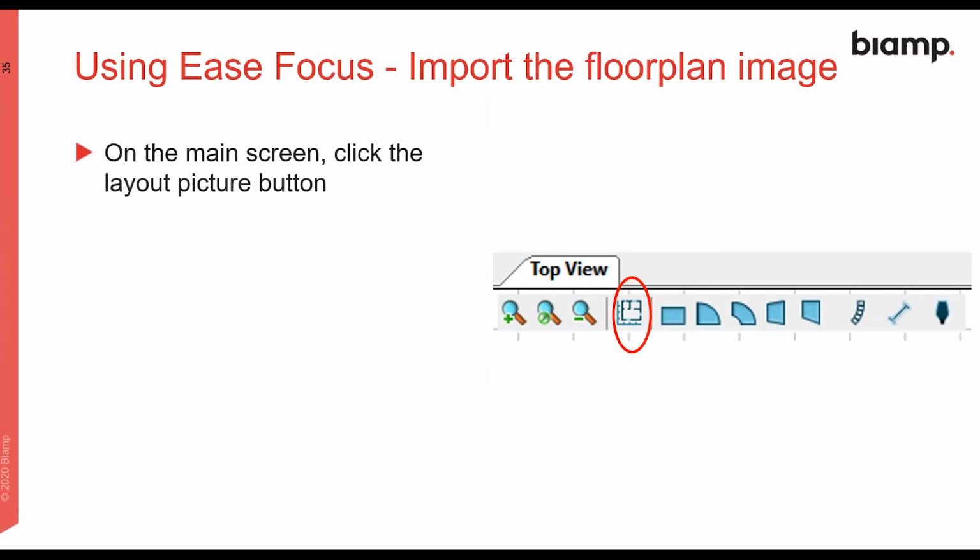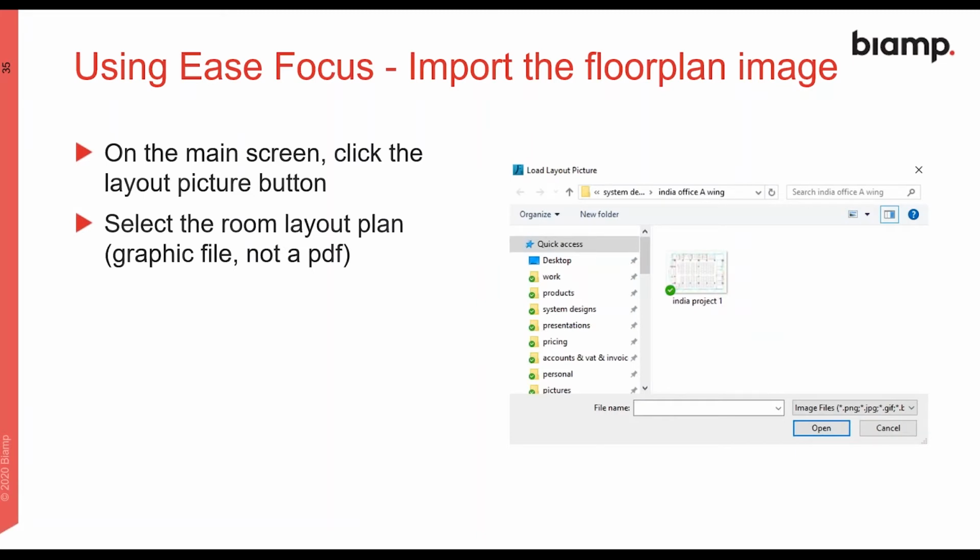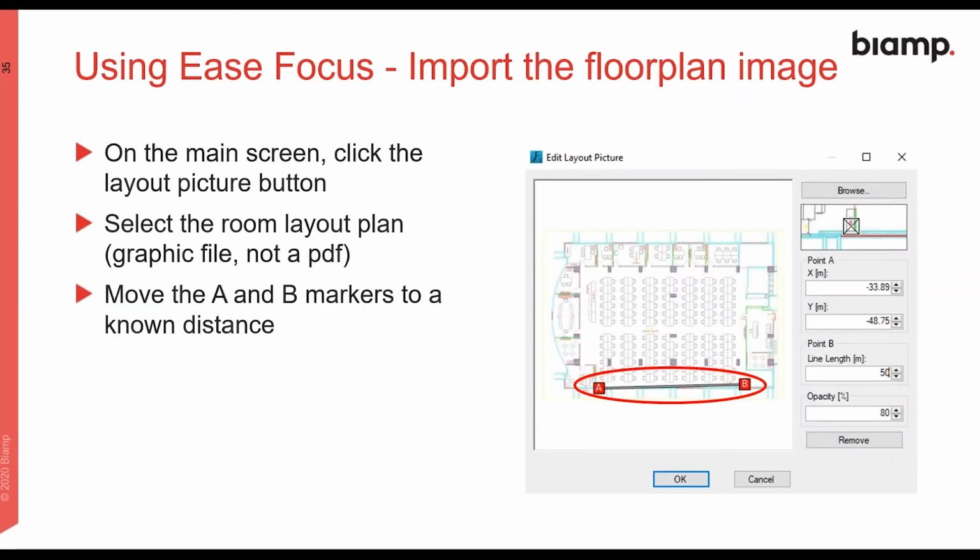So if you do have the floor plan image, on the toolbar at the top of the main part of the screen, click on the Layout Picture button and select the room layout plan. This has to be a graphics file, so it's not a PDF. You can't use a PDF in this case, so it's PNG, JPEG, GIF, BMP, things like that. But of course, if you only have a PDF, you could make a screen grab of that part of the drawing and then save it as a JPEG, for example.